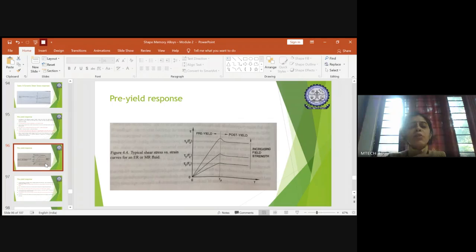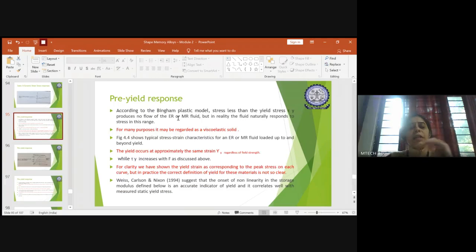So due to no flow of the fluid, the amount of shear stress coming across the fixed and the movable plate will be very less. Since the shear stress is lesser than the yield stress, we can assume that where the stress is less, at that condition, there will be no flow in either electrorheological fluid or magnetorheological fluid.